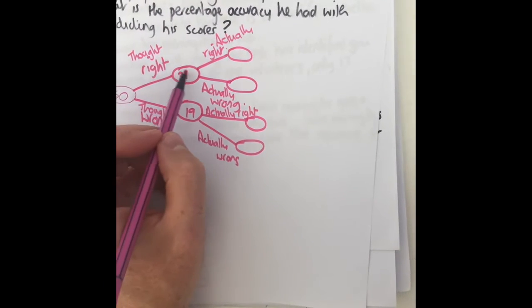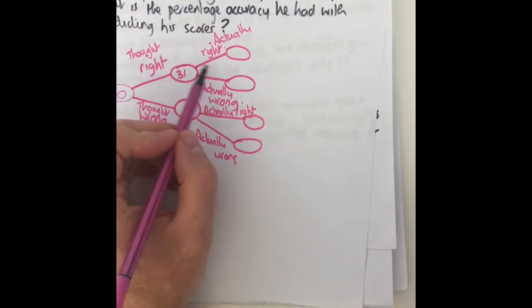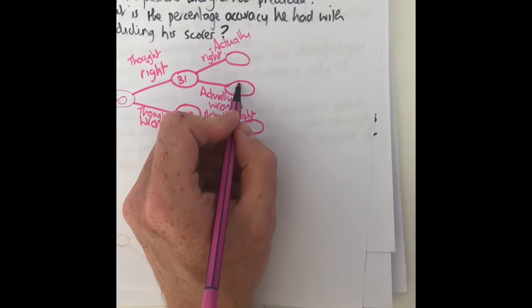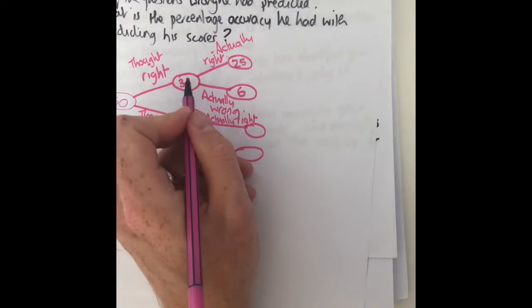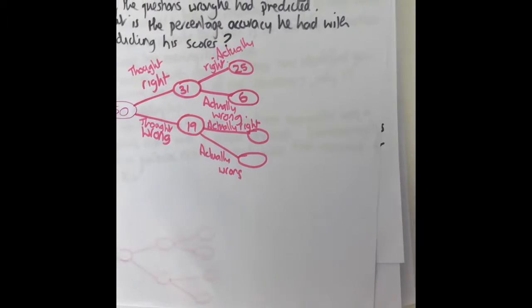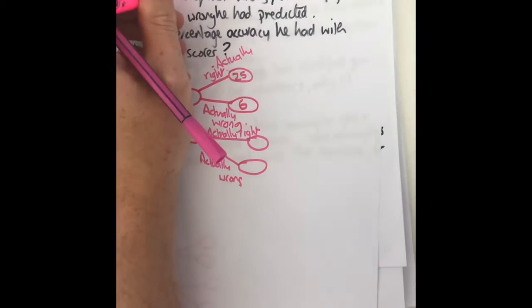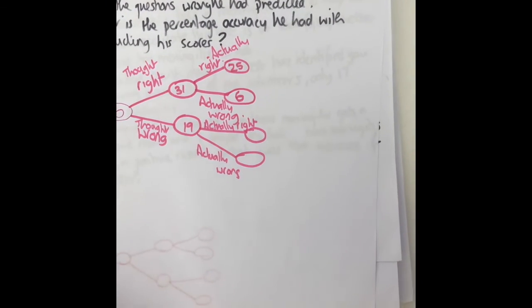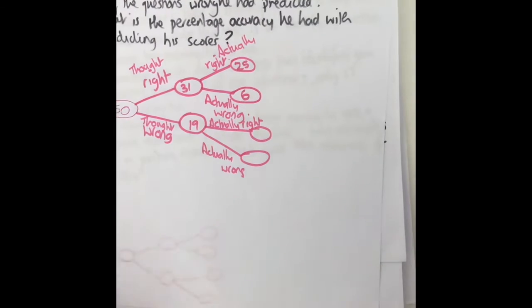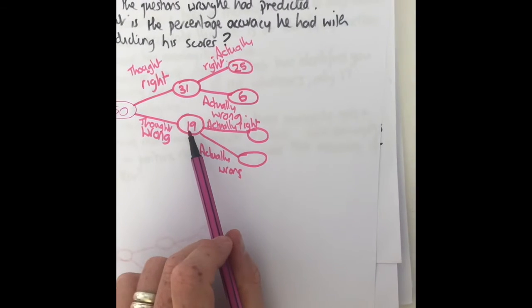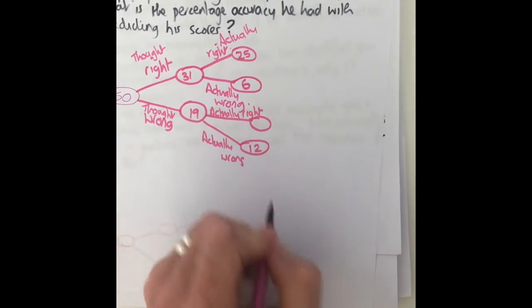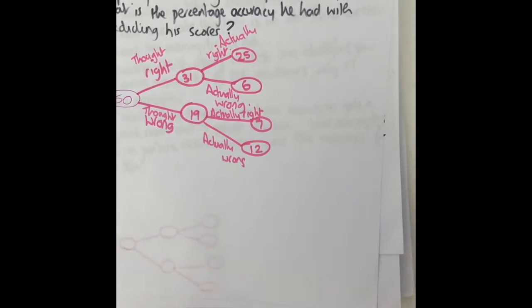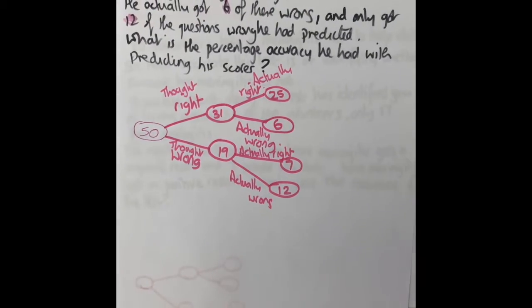Okay, so he actually got 6 of these wrong. So of the ones he thought he got right, he actually got 6 of them wrong. So once you filled that in, you know what this one's got to be. That has to be 25 because it's 31 take away 6. So that's this piece of information done. And only got 12 of the questions wrong he had predicted. So he thought he's got 19 wrong. He actually only got 12 wrong. That means he got 7 right. Okay, so that's the diagram filled in.